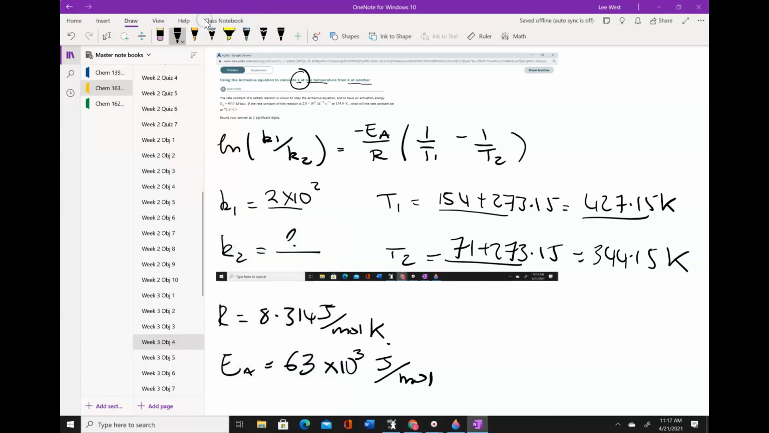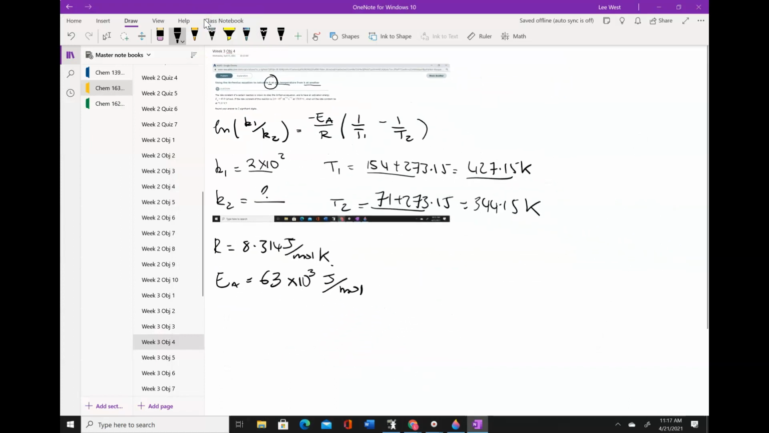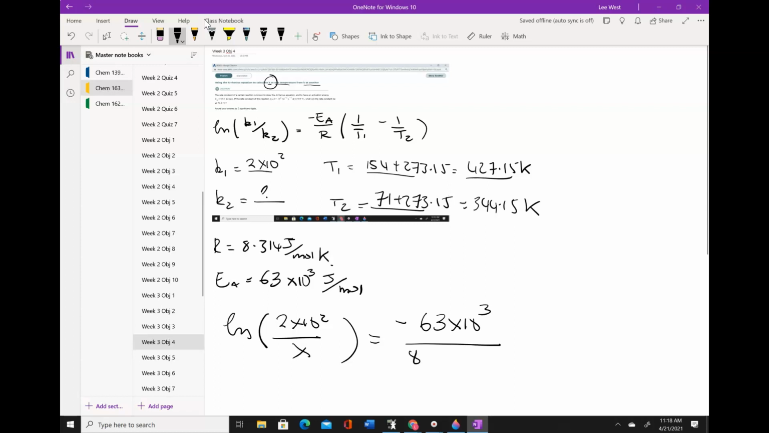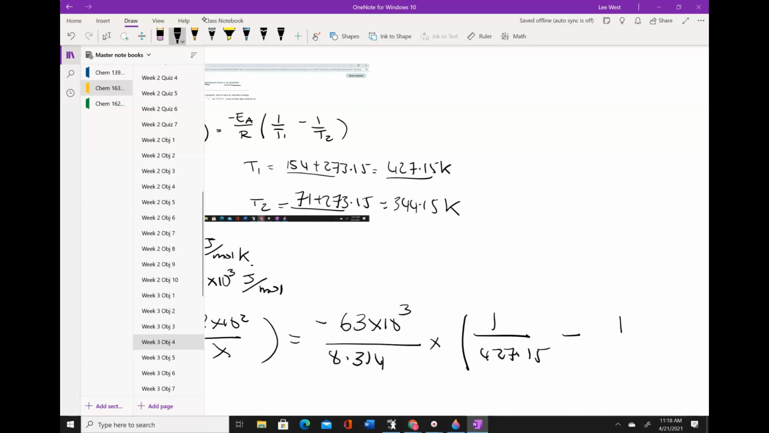So looks like I got everything, and then I'm ready to roll, right? So I just got to write my numbers in. I'm solving for K2. So log K1 2 by 10 to the 2 over K2, I'm just going to put that as X. That's going to be my X that I'm going to solve for. Equals minus the activation energy, 63 by 10 to the 3, over R, which is 8.314, multiplied by 1 on T1, 427.15, minus 1 on T2, 344.15.